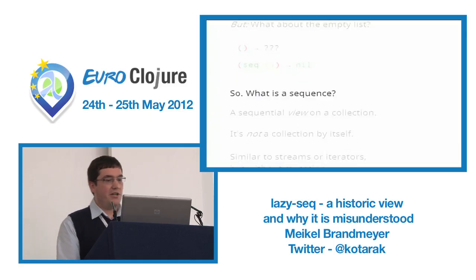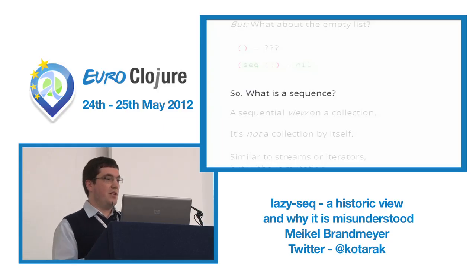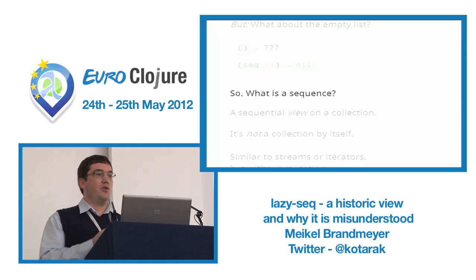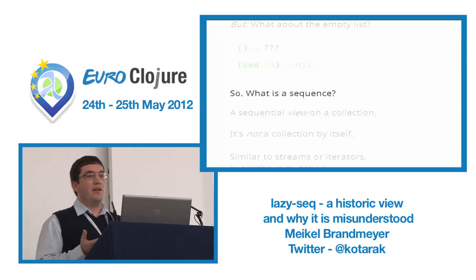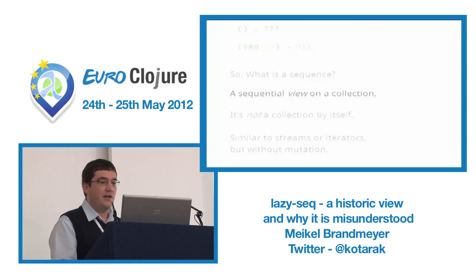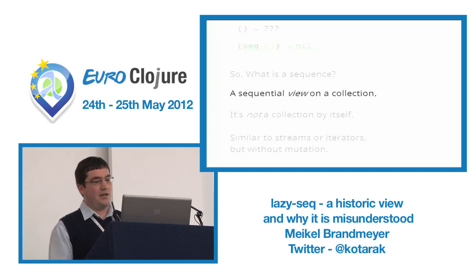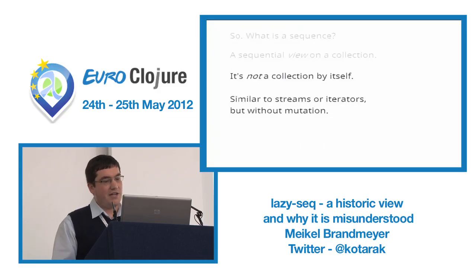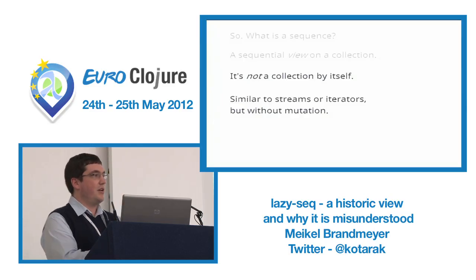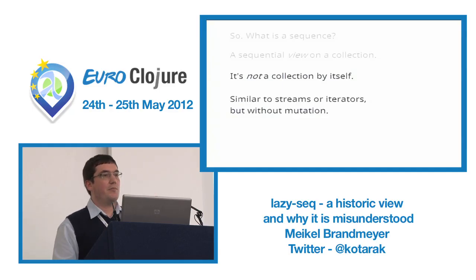So we have to ask the question again: what is a sequence in a different way? Up to now we talked about the technical view, or what is behind this, the lazy sequence, but there's also the question: what does it mean? How do we interpret what a sequence is? And it can be seen as a sequential view on a collection. It's not a collection in itself. It's more like when you have an iterator. It's also not a collection, but it's a pointer somewhere in your data structure, and you can walk through it. Sequences are similar, but without the mutation.